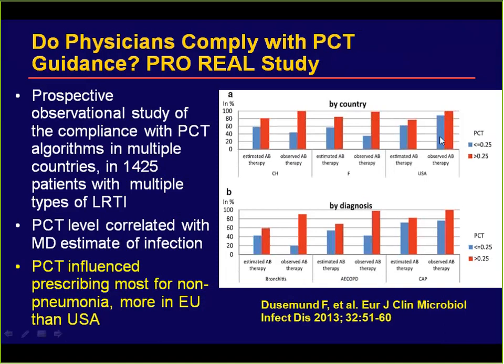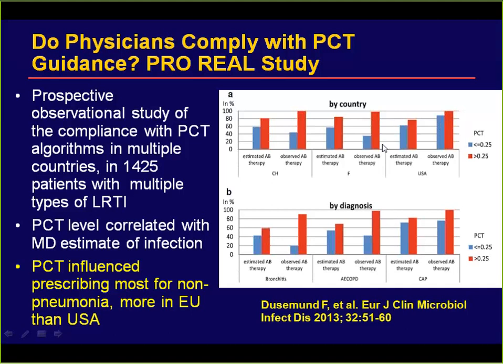The light blue bars refer to patients who had procalcitonin levels less than 0.25. The countries that they looked at here were Switzerland, France, and the United States. The first set of bars estimates how much antibiotics would have been used in these clinical settings, and the second bar is how many were actually used. You can see that in Switzerland and France, when the procalcitonin levels were extremely low, they were using less antibiotics than predicted.